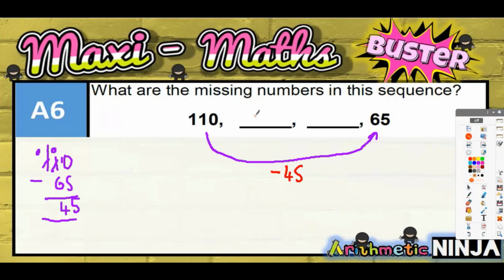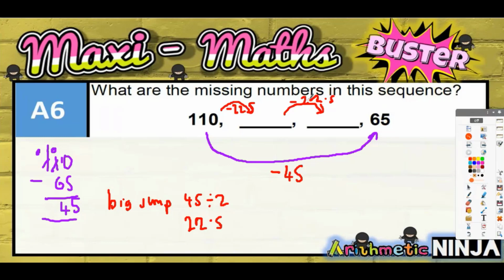Well, then what they try and do is they see that there's two empty spaces, so they think they've got to split the big jump of 45 into 2. So they try and divide it by 2. And half of 45, well, half of 40 is 20, and half of 5 is 2.5. So you put the two together, it would be 22.5. So they think they've got to go down 22.5 from here, and then down another 22.5 to here.